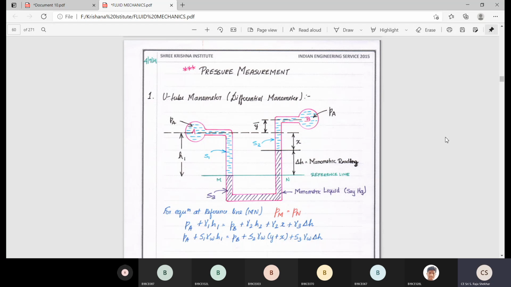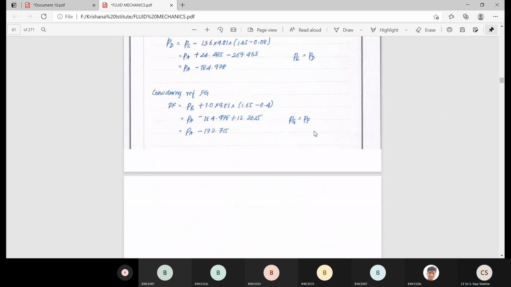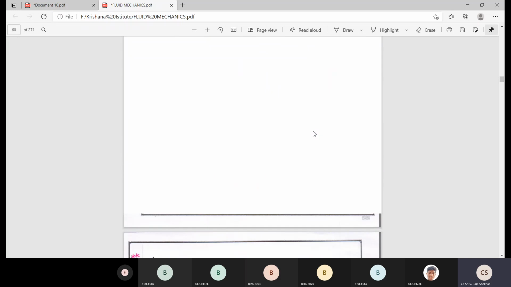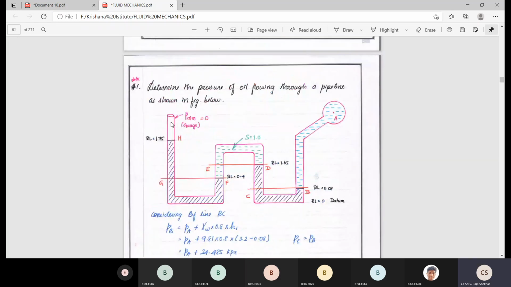piezometer. So a piezometer is a pressure measuring device. It is a glass tube, an L-shaped glass tube. One end is connected to the center of the pipe, and another end is open, free to the atmosphere. Like this. Here, one end is open to the atmosphere, where the atmospheric pressure, the gauge pressure, is 0. So one end is connected to a pipe.